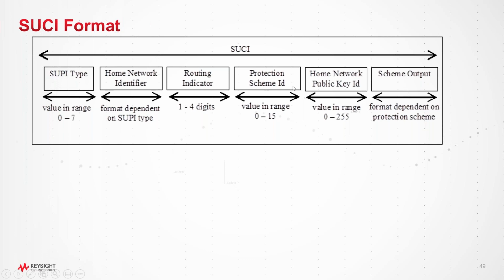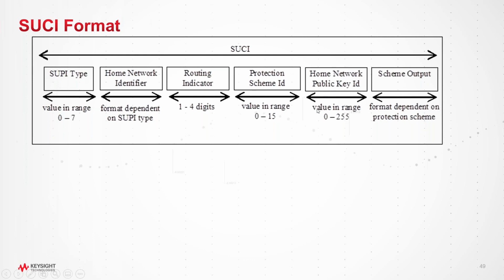If you have the null value, that means you have no protection, okay? The null value means no protection. So remember this protection scheme ID. And then I want you to remember this as well. Home network, again, HN is the home network. So this is the HN public key ID, okay?